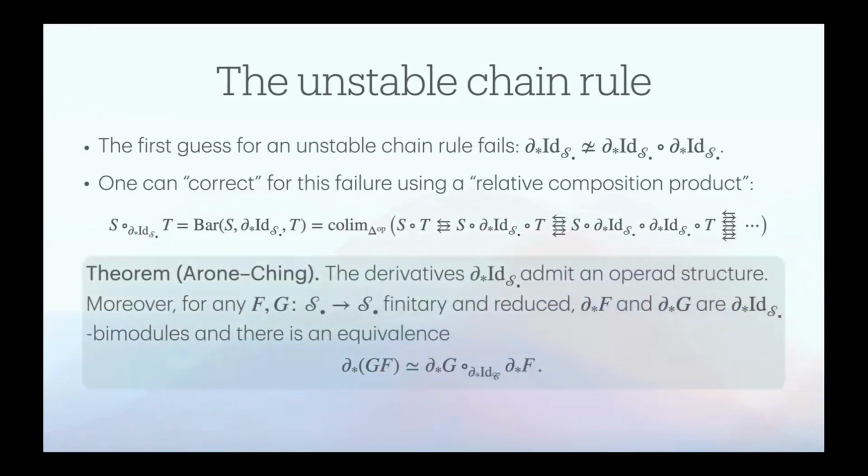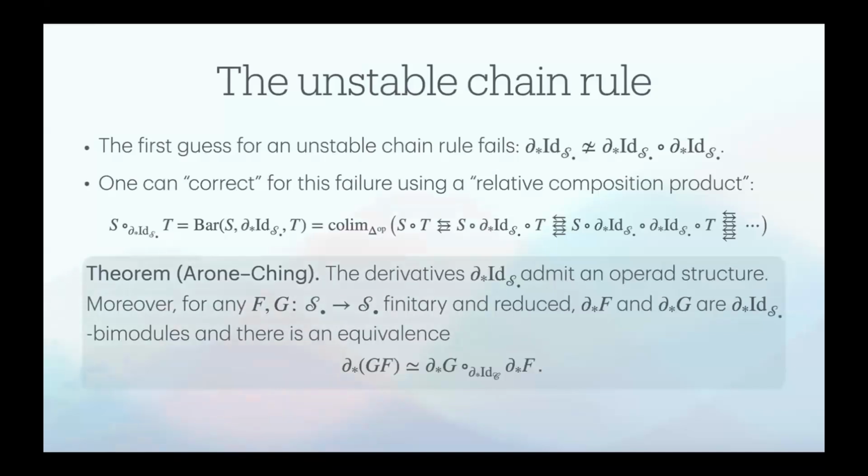And what Arone-Ching showed in the case of pointed spaces is that this first failure, namely the failure of the derivatives of the identity to be the unit, is the only thing that is stopping you from having a chain rule. So what they show is that the derivatives of the identity admit some algebra structure. And for any functor from pointed spaces to itself, its derivatives are a bimodule, and you can form this relative composition product, and this actually recovers the derivatives of the composite.